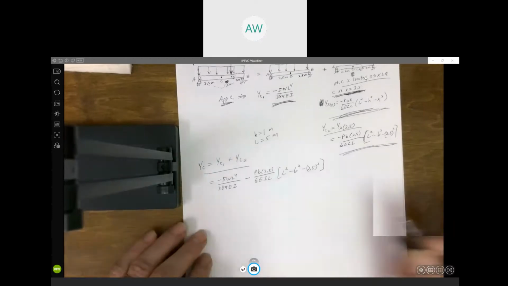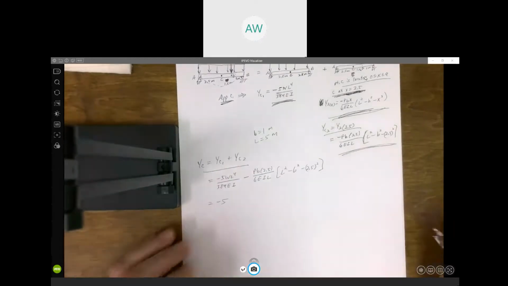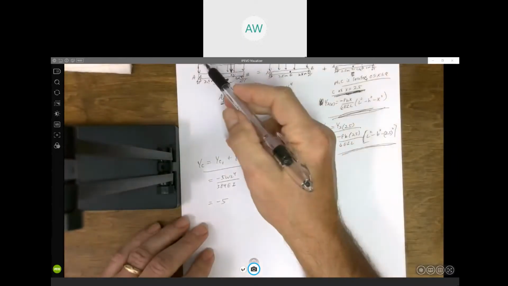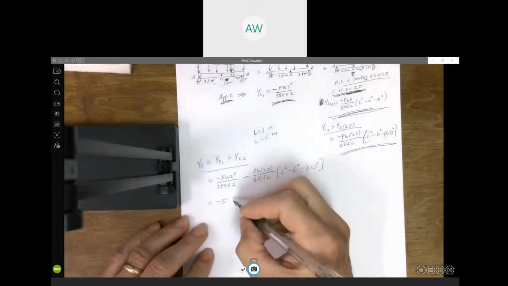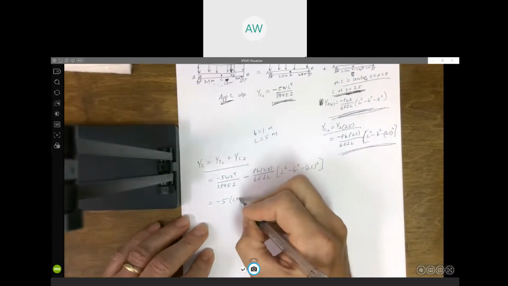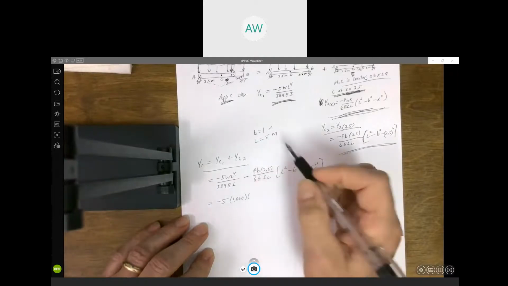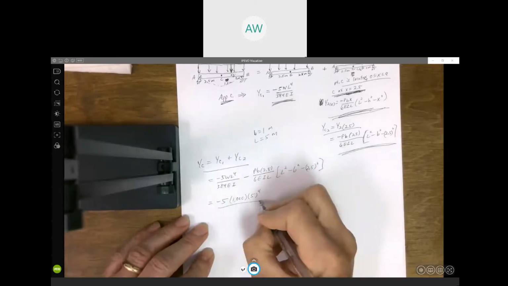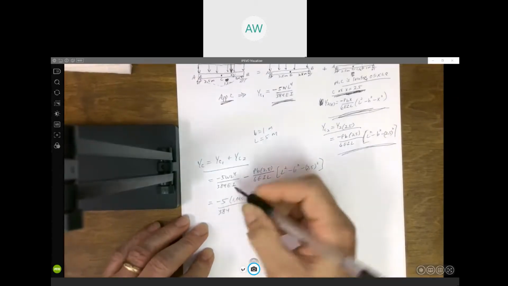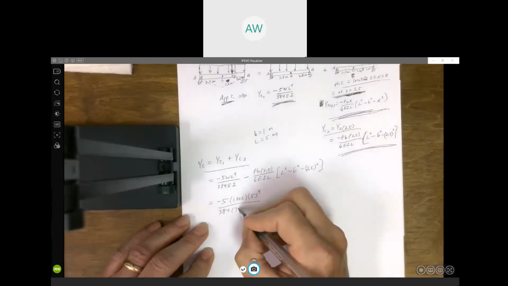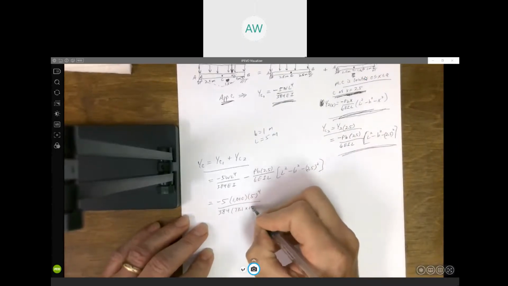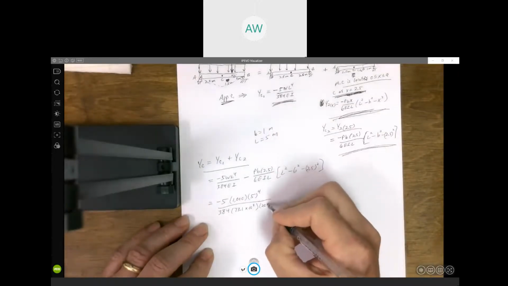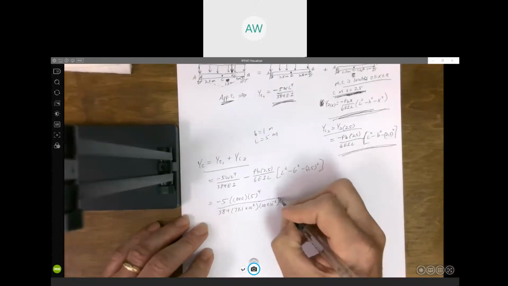So let's just plug in the numbers. So we get minus 5. And when I'm doing SI units, I like to do everything in newtons and meters. So for W, instead of 1 kilonewton per meter, I'm going to go ahead and write it as 1,000 newtons per meter. The length is 5. Right, so we get 5 to the fourth over 384 times E, 73.1 gigapascals. That's 10 to the 9th pascals. And then I is 20 times 10 to the negative 6 meters to the fourth.